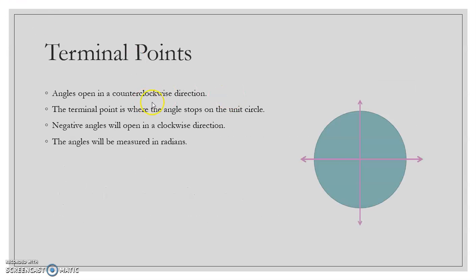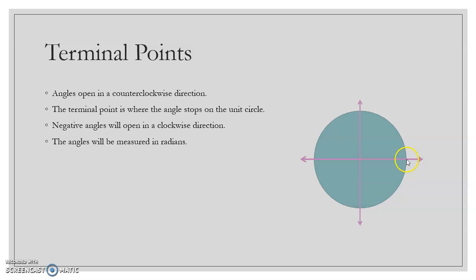Okay. So when you're looking at your unit circle, the angles will open in a counterclockwise direction. So they go up through quadrant 1 to quadrant 2, then 3, then 4. Now you can have angles that are more than 180 degrees, and that's okay. The terminal point is going to be where your angle actually stops on the unit circle. So maybe my angle came out like this. This point where it touches the unit circle is the terminal point.